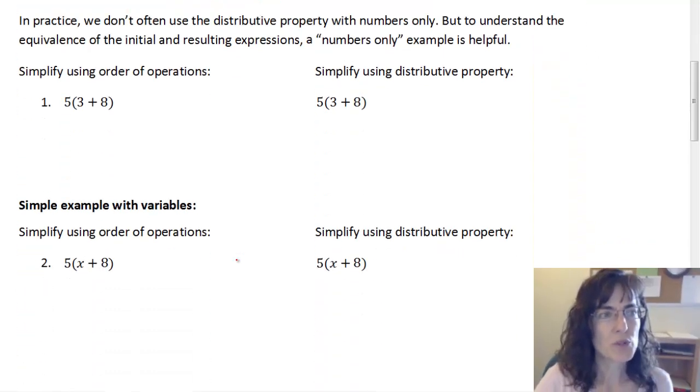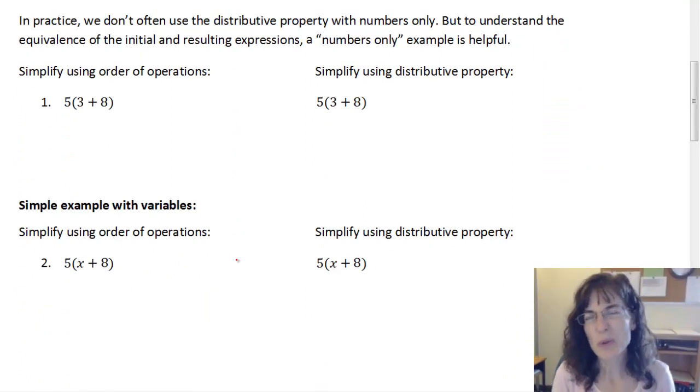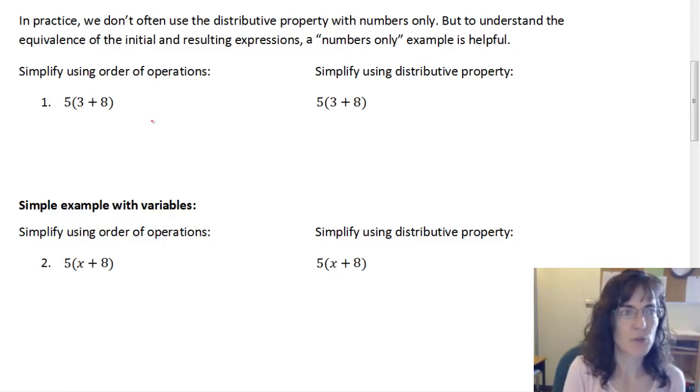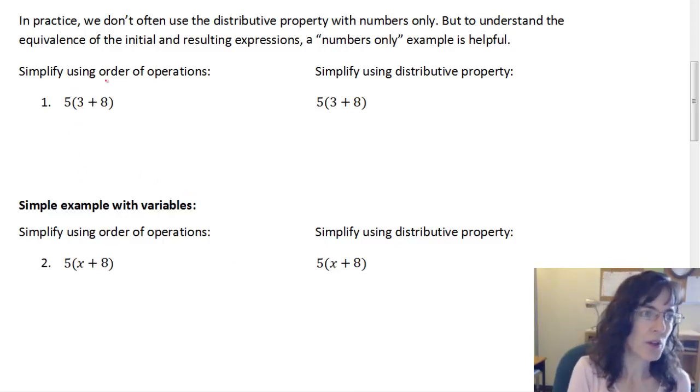With numbers, we don't usually use the distributive property with numbers only, but to understand how it's equivalent, it's helpful to use a numbers-only example. So here, using order of operations, this is what I just showed you. I would do the 3 plus 8 first, and I get 11. And then I'm multiplying by 5, so I have 55.